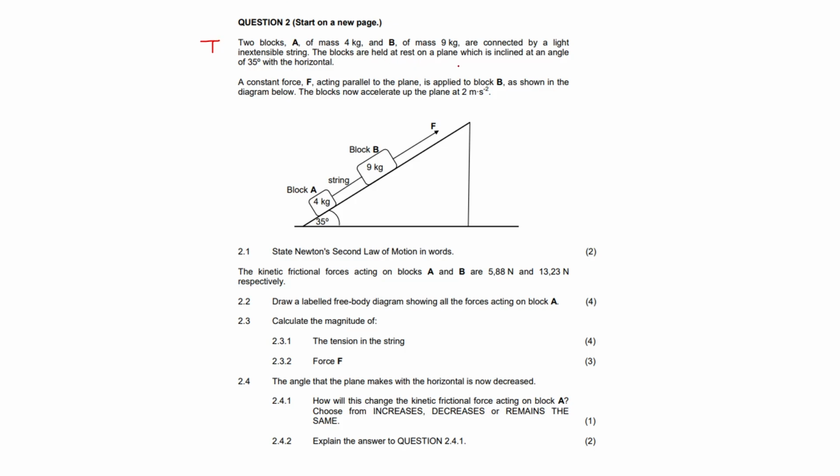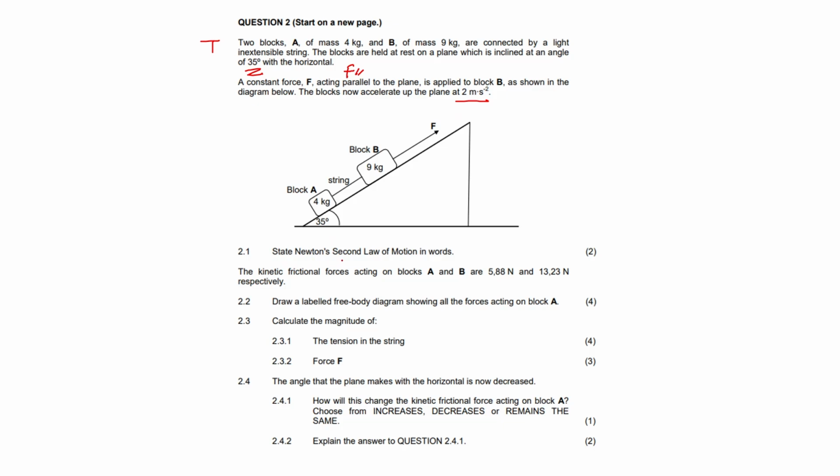And the blocks are held at rest on a plane which is inclined at an angle of 35 with the horizontal. Then we also have the constant force acting parallel to the plane, and it's only applied to block B, but not really, because remember they are attached by string, and the blocks accelerate at 2 meters per second squared.